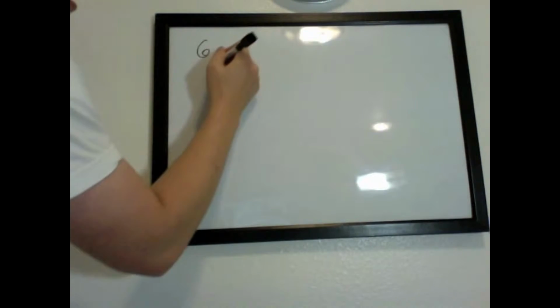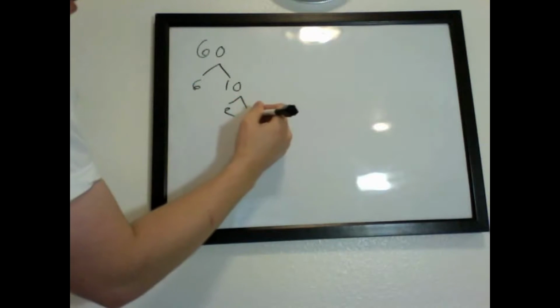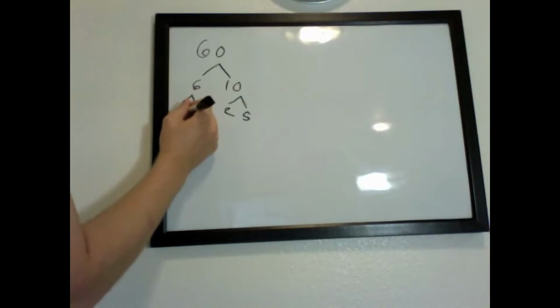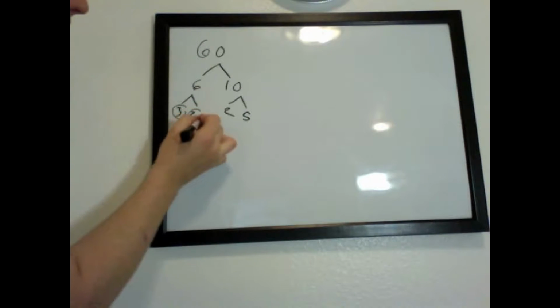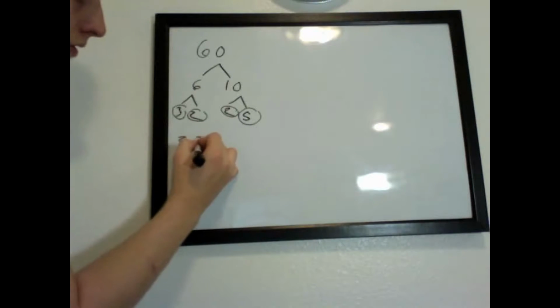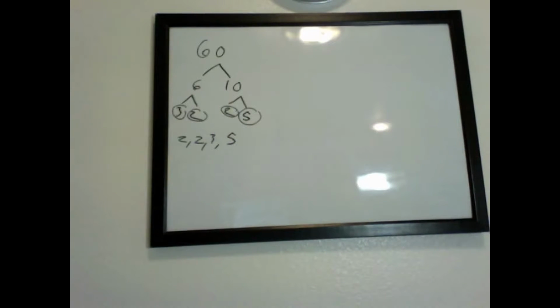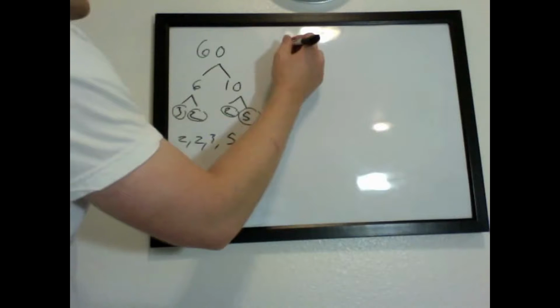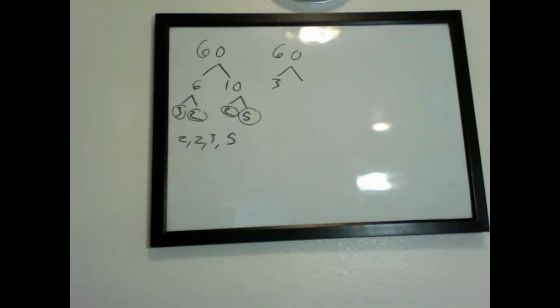Let's go back to the example of 60. Two numbers could be 6 and 10, 2 and 5, 3 and 2. So the prime numbers on this are 3, 2, 2, and 5. Write this, 2, 2, 3, and 5. But you can do 60 another way. 60, you can break this up to 3 and 20.